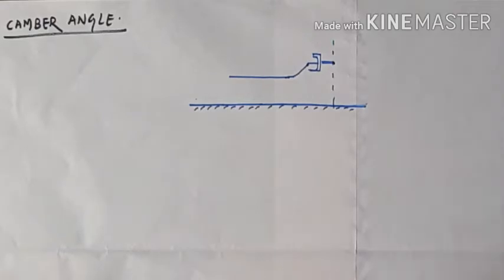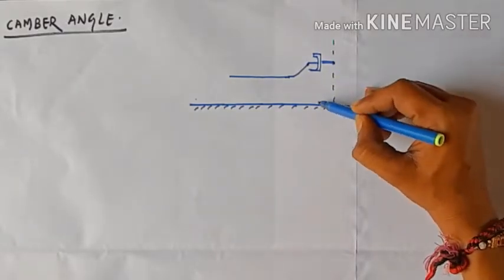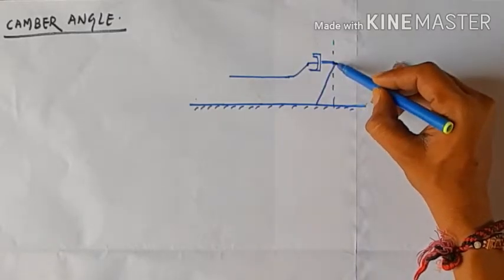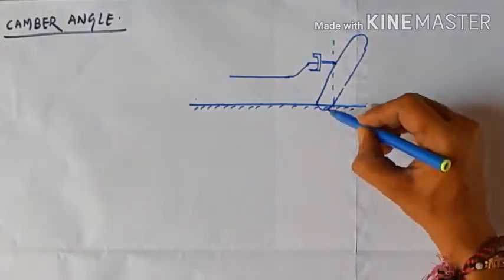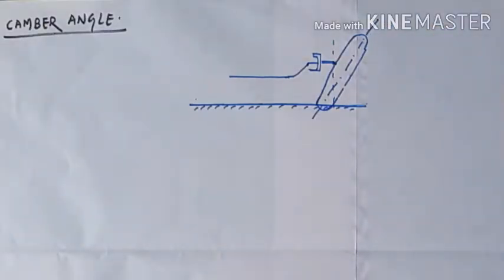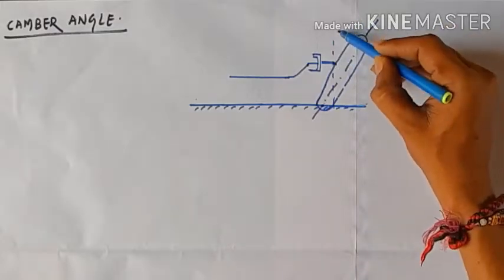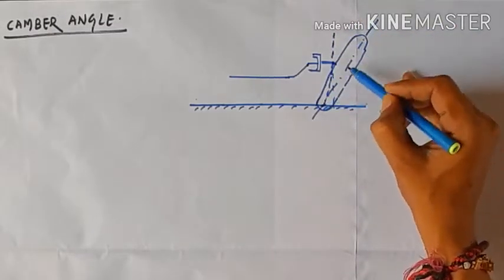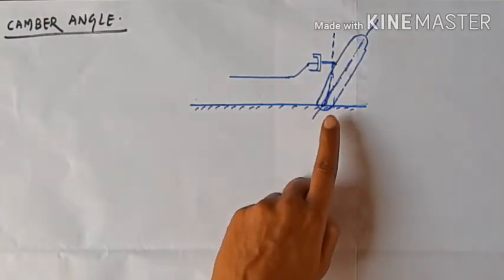Okay, and if the tire is tilted to a certain angle, just look at this. So this is the center line of the tire, and this is your kingpin. So let's start. Put a correctly vertical line, and of all three lines, these two lines meet together at a common point.